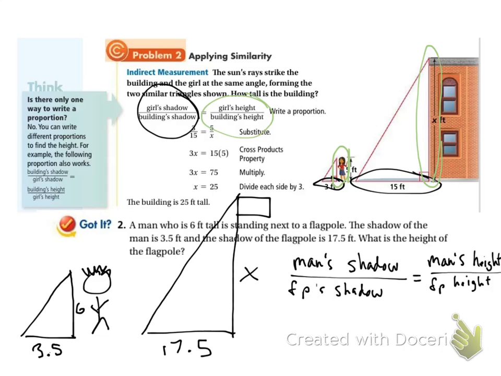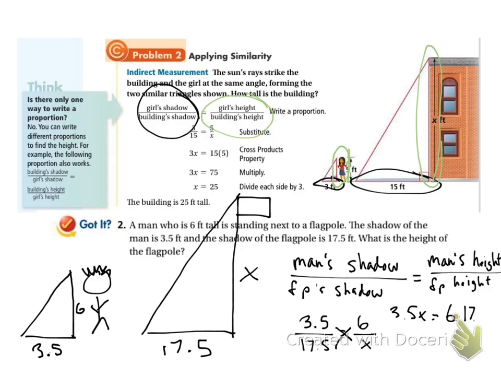And then I can plug in. So the man's shadow is 3.5 over the flagpole shadow is 17.5. Man's height is 6 and the flagpole height is x. So in this case I do need to cross multiply because my variable's on the bottom. I get 3.5x is equal to 6 times 17.5.